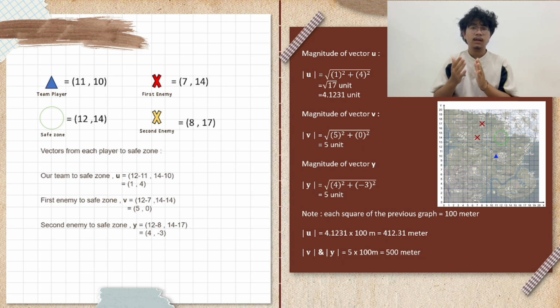So from this calculation, the magnitude of vector u shows that our team is the fastest and will reach the safe zone first. Compared to the first and the second enemy, they are a bit late to reach the safe zone because they have to run 500 meters, compared to our team, which is only 412.31 meters.